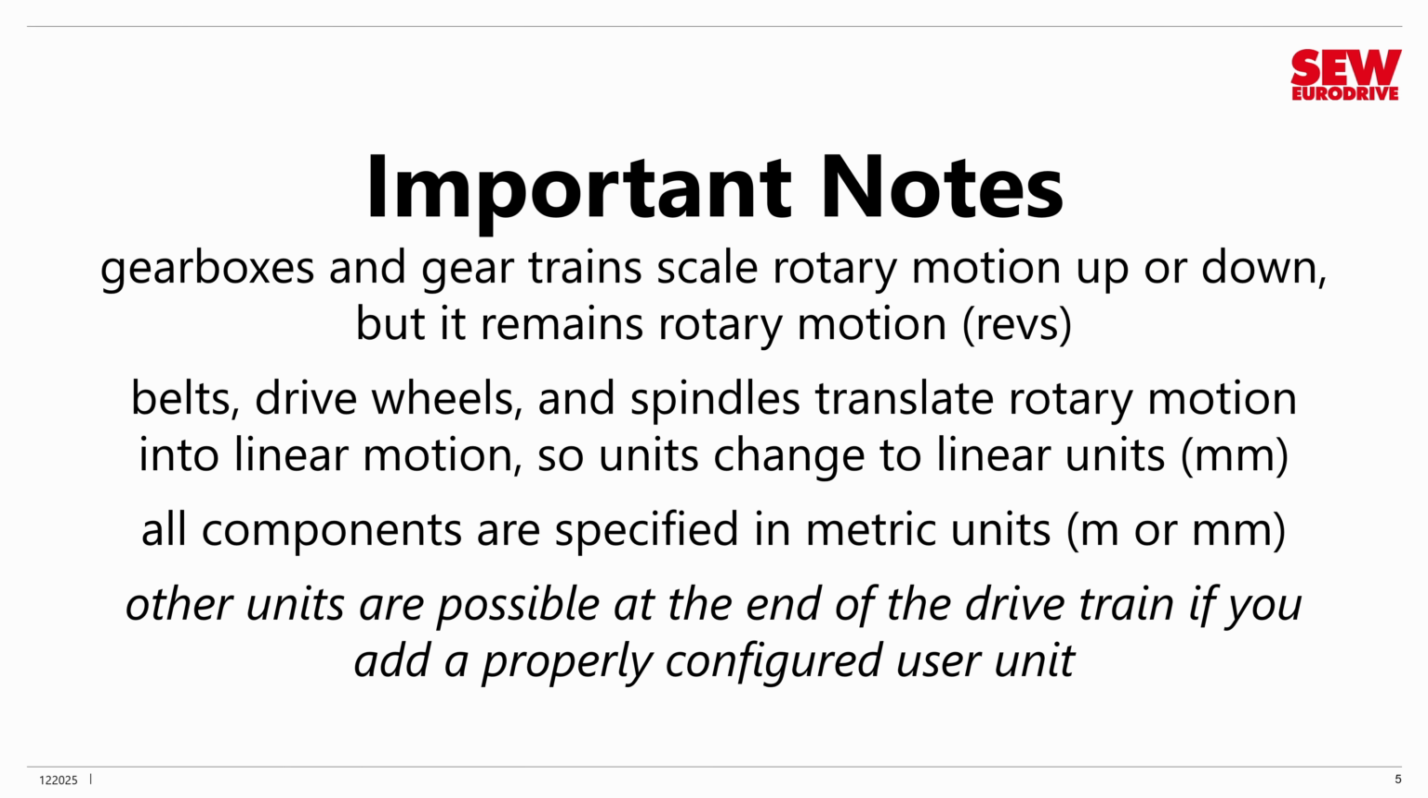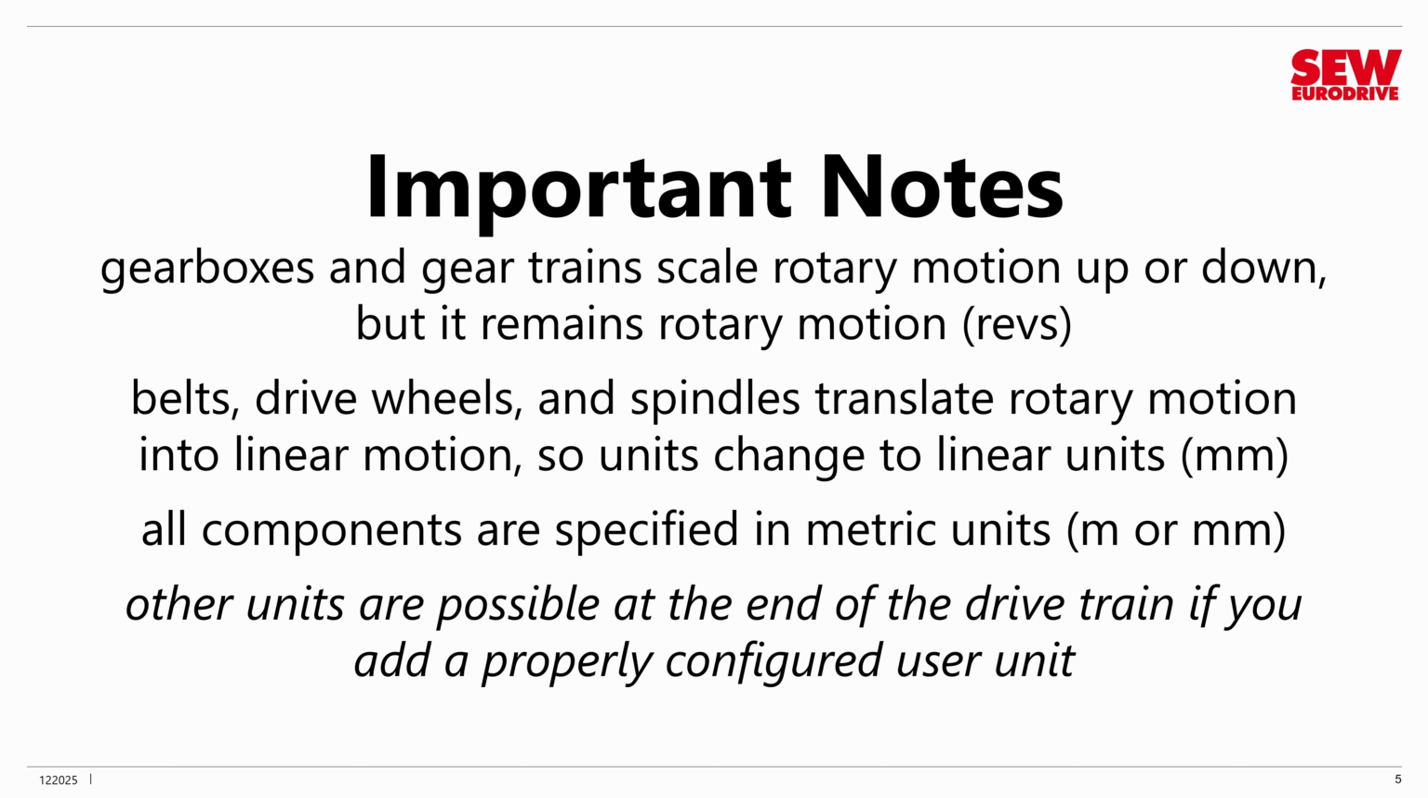A few important notes here. Gearboxes and gear trains scale rotary motion up or down, but it stays rotary motion. In other words, its basic default unit will be the rev. However, if you incorporate belts, drive wheels, or spindles, these translate rotary motion into linear motion, which causes an automatic unit change from the rev to a linear unit, the millimeter.